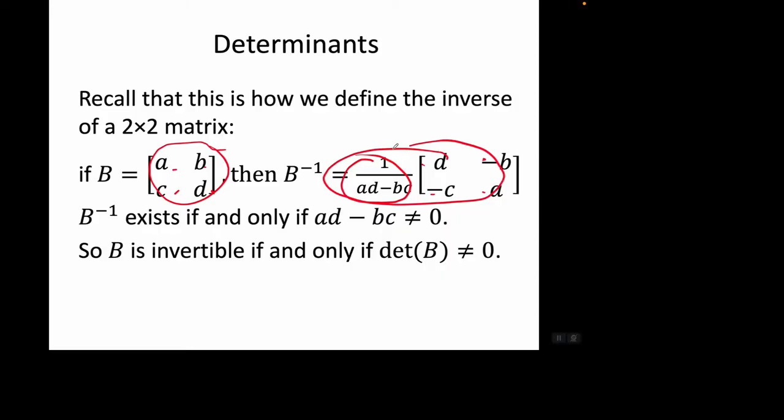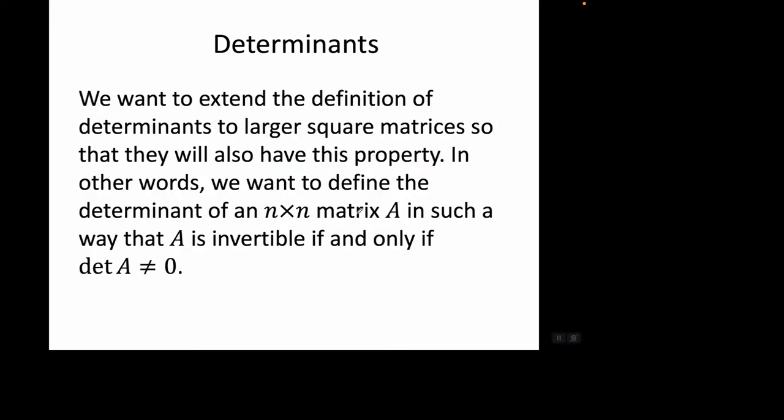B inverse exists if and only if AD minus BC does not equal 0. So B is invertible if and only if the determinant of B does not equal 0. This is what we call the determinant of B. We want to extend the definition of determinants to larger square matrices so that they will also have this property. In other words, we want to define the determinant of an n by n matrix A in such a way that A is invertible if and only if the determinant of A does not equal 0.